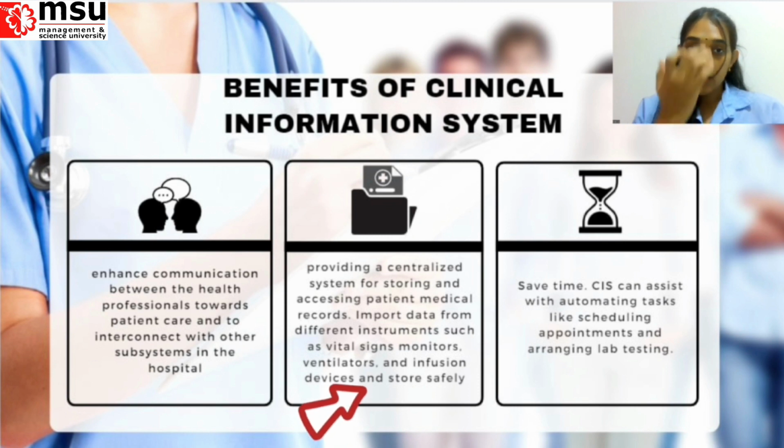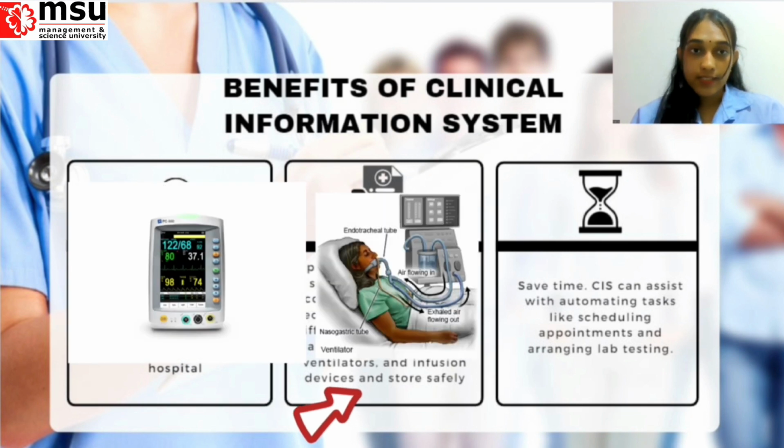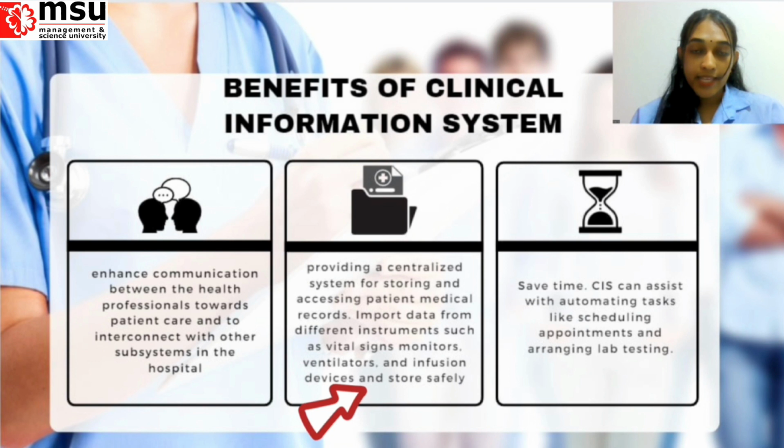For example, a clinical information system can import data from different instruments such as vital sign monitors, ventilators, and infusion devices, and then store them safely. It displays them in specific tables and formats. Apart from that, clinical information system also benefits in saving time. A clinical information system can assist with automating tasks like scheduling appointments and arranging lab testing. This can free up time for providers to focus on more important tasks.